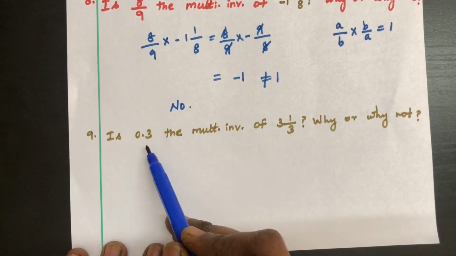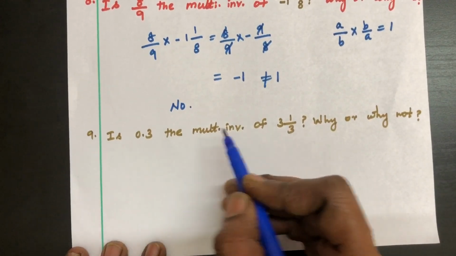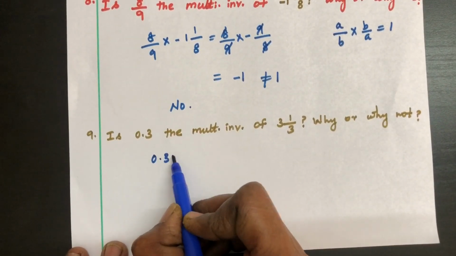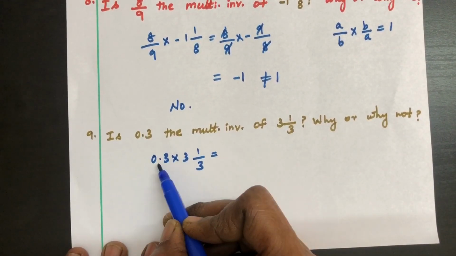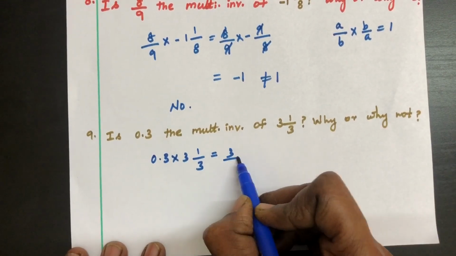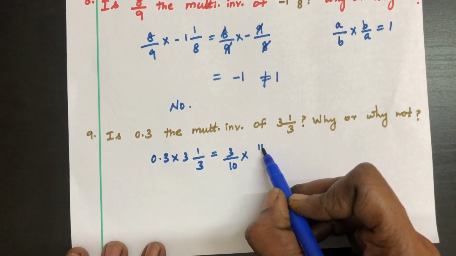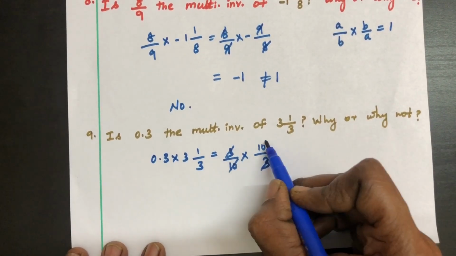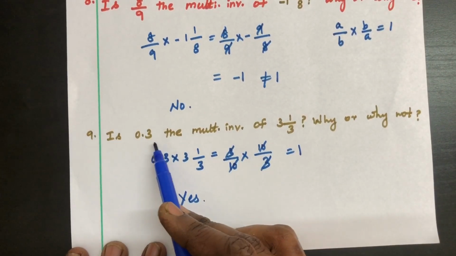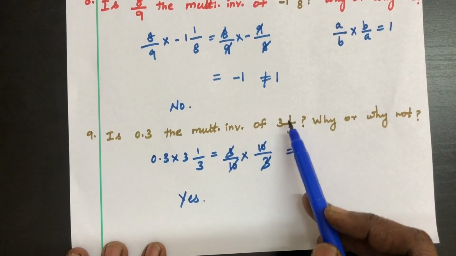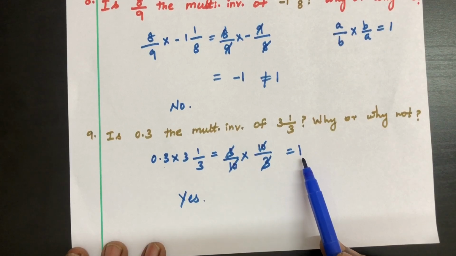9th question. Is 0.3 the multiplicative inverse of 3, 1 by 3? Why or why not? Let's check. We are going to do the multiplication. 0.3 into 3, 1 by 3. See, it is in fractional form. Can we change this into fractional form? 0.3 means nothing but 3 by 10, into 3 3s are 9, 9 plus 1 is 10, divided by 3. If we cancel, we will get the answer 1. So the answer is yes, 0.3 is the multiplicative inverse of 3, 1 by 3, because after multiplying these two numbers, we are getting 1 as the answer.